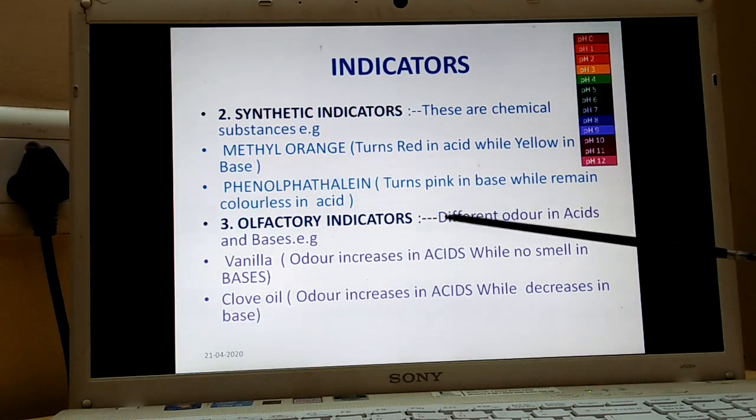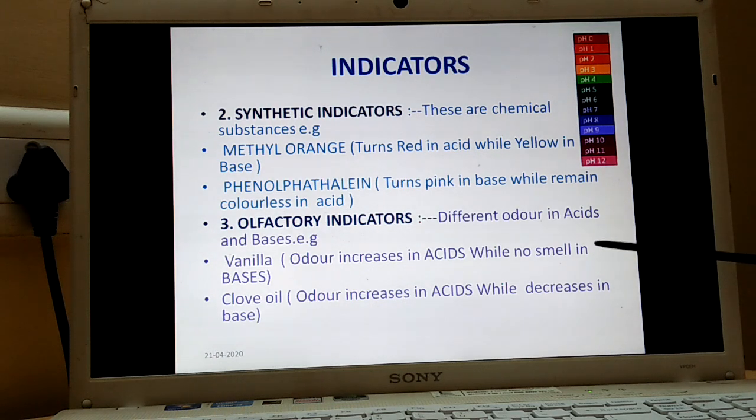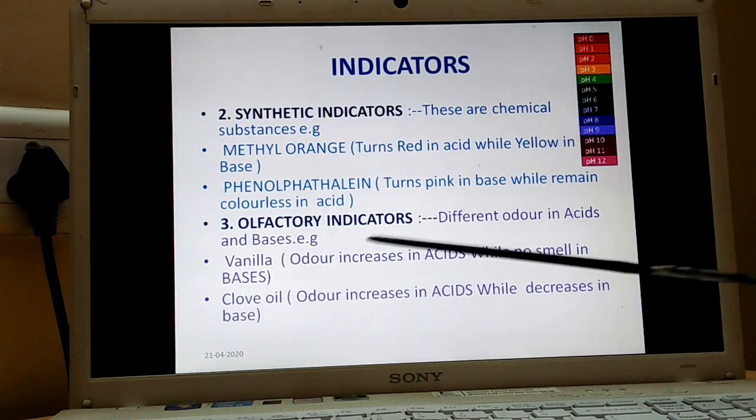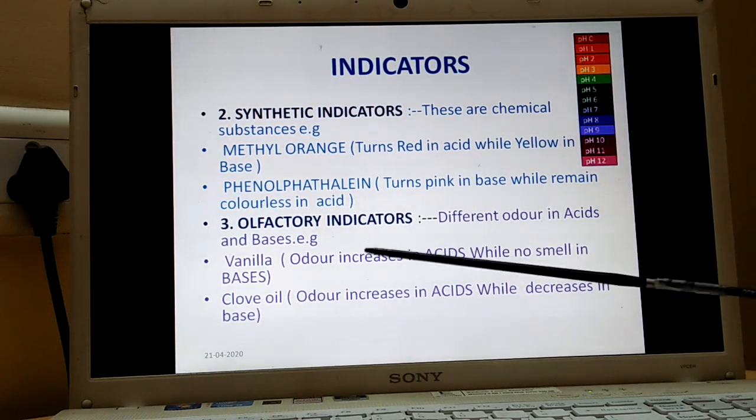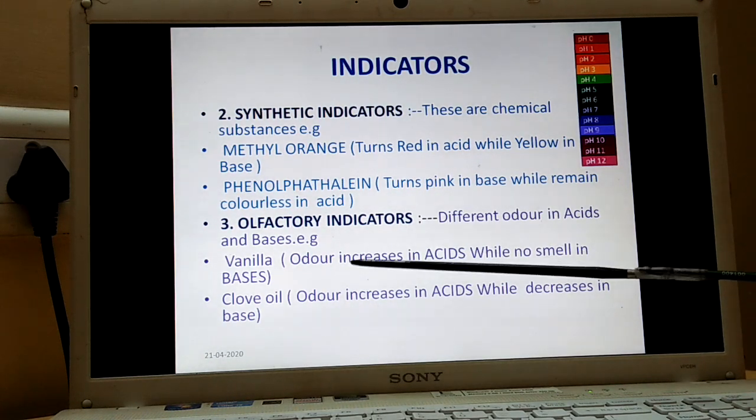Then olfactory indicators. Different odors are produced by the indicators in acids and bases. For example, here two examples are given: vanilla and clove oil. Vanilla, as you are already aware, is used in ice creams also, and we can put it while making cake and other things, just for the flavor and for odor. So the vanilla odor increases in acid while it produces no smell in a base.